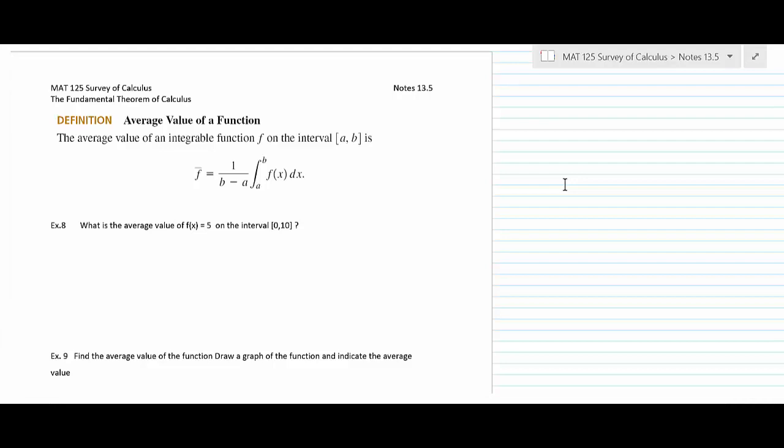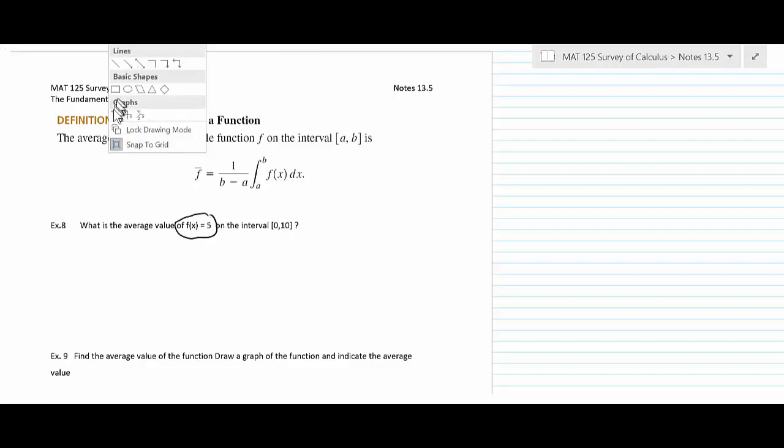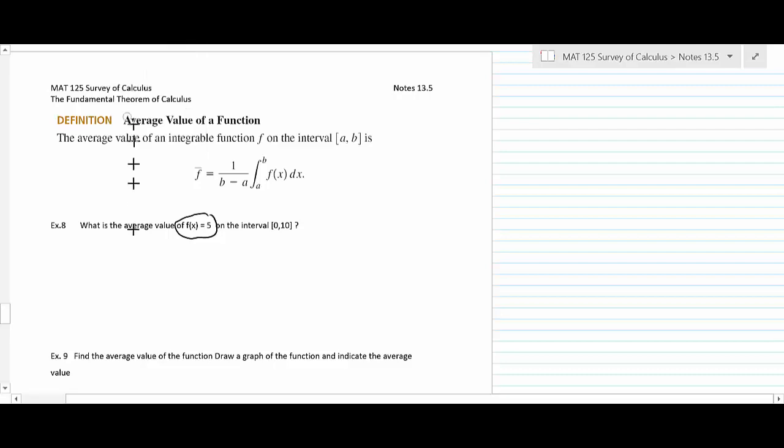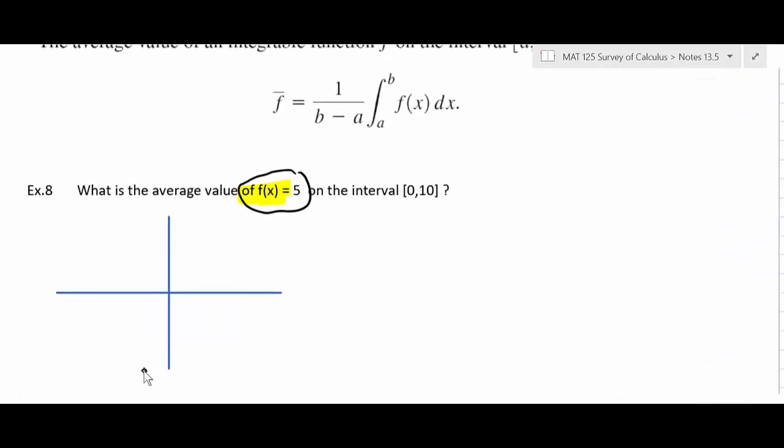What an average value is, I'm going to show you what this formula does. And probably one of the easiest ways to explain this is just do this example 8, because it's very logical what it would be. So let's go ahead and graph this. All I'm having you do is graph f of x equals 5. Well, how do you graph y equals 5? That's a horizontal line, right? I'm using this example because it's easy.